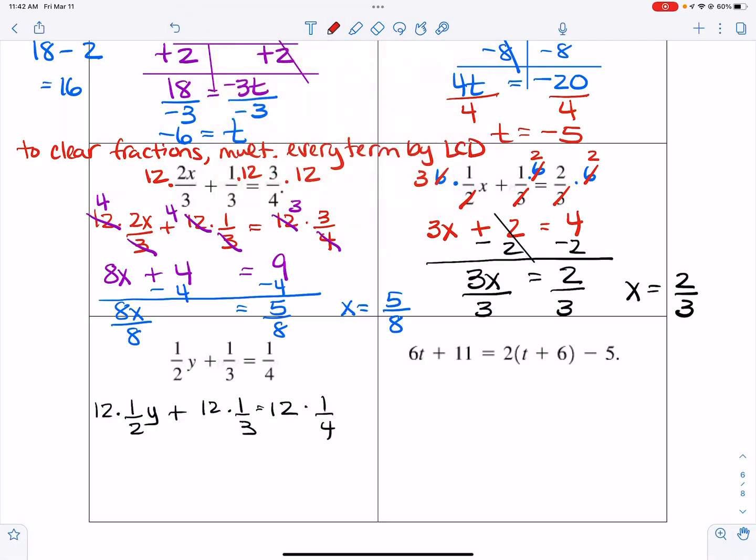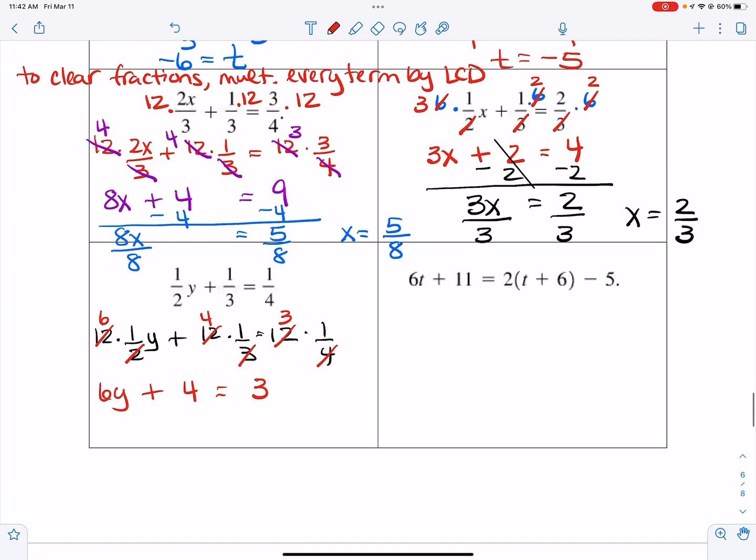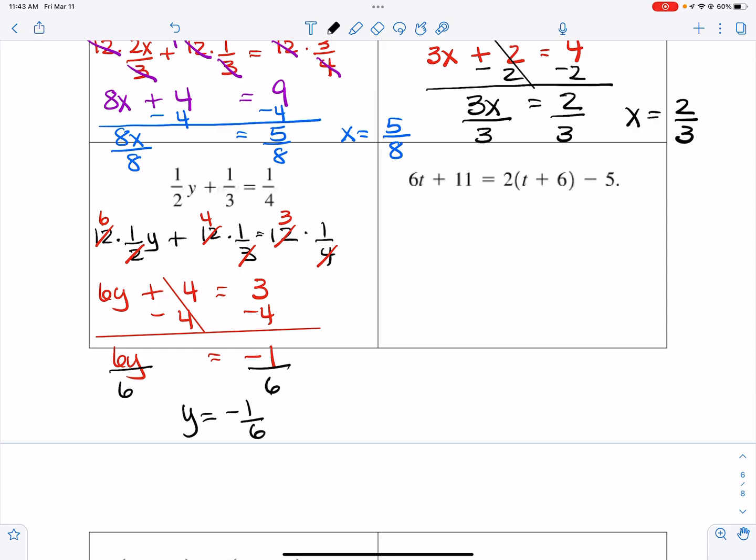And then I'm going to take this 2, and that leaves 6, so 6y. This 3, that leaves 4, so I have 4. And this 4, and that leaves 3, and I have 3. All right, and then I'm going to subtract 4, and that goes away. 6y is equal to -1, and then I'm going to divide by 6, and so y is equal to -1/6. Now, on the next one, you'll see a couple things that'll start changing.